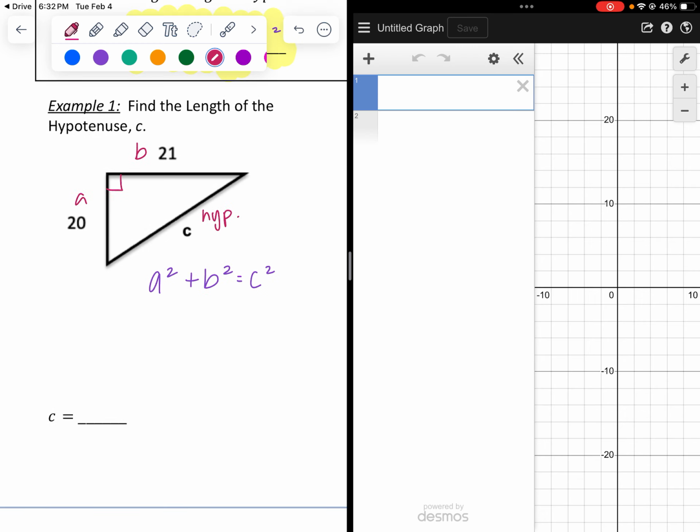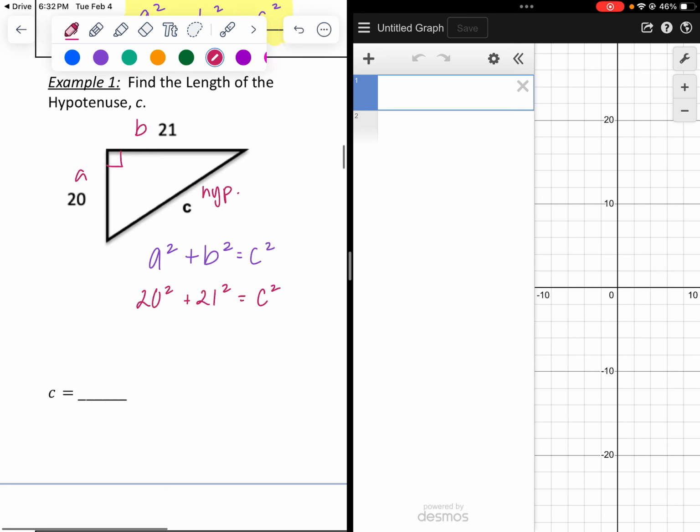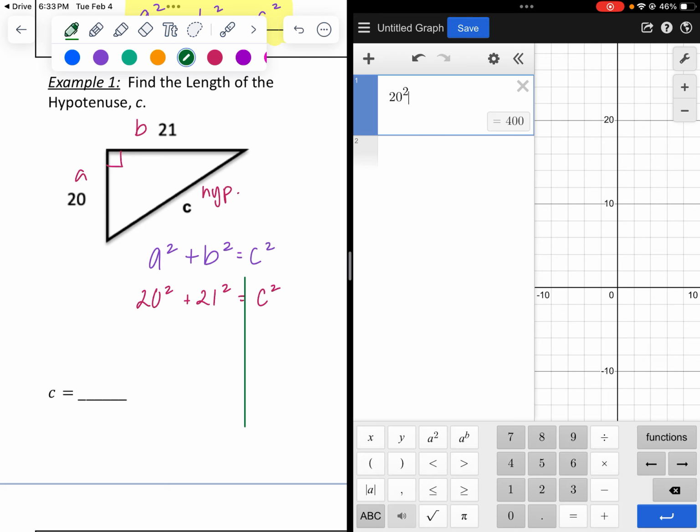I have 20, so I'm going to do 20 squared plus B, which is 21 squared, is equal to C squared. We don't know what C is just yet. We have to solve for C, so I'm going to put my little line in the middle just to stay organized. Okay, I'm going to type in 20 squared in my calculator. That looks like we have 400 plus 21 squared. That's 441, and I'm going to equal it to my C squared.